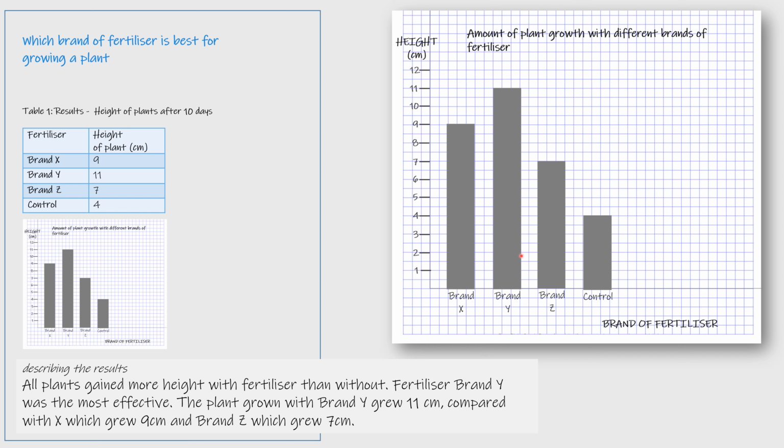Fertilizer brand Y was the most effective. The plant grown with brand Y grew 11 centimeters compared with X, which grew 9 centimeters, and brand Z, which grew 7 centimeters. It's a nice statement because it clearly restates what the column graph tells us. And in science, we always refer to actual data points to back up our statements.